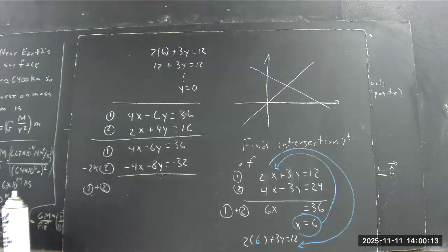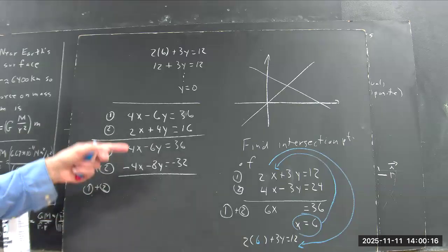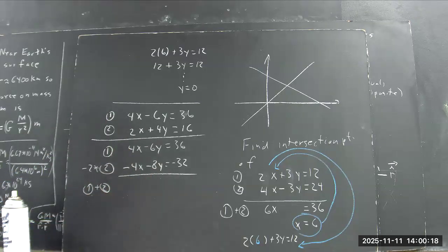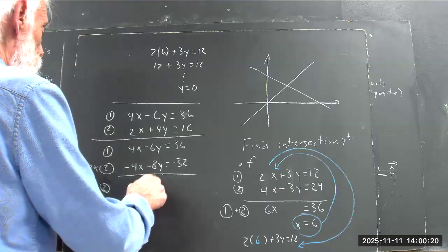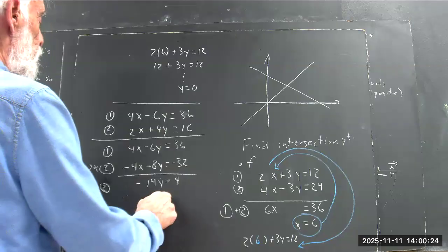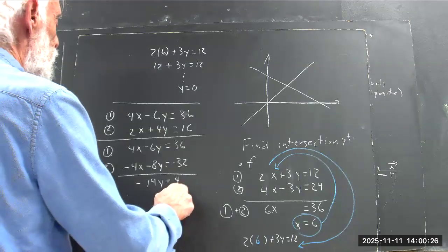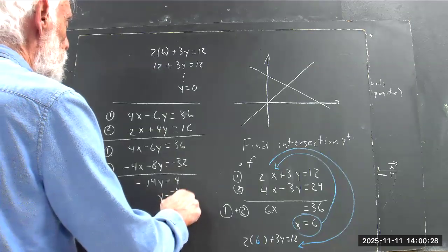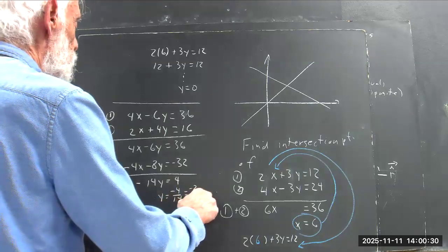So if I add the two equations, what happens? My x's go away. And I have, excuse me, -14y equals 4. So y equals -4 over 14, which is -2 over 7.